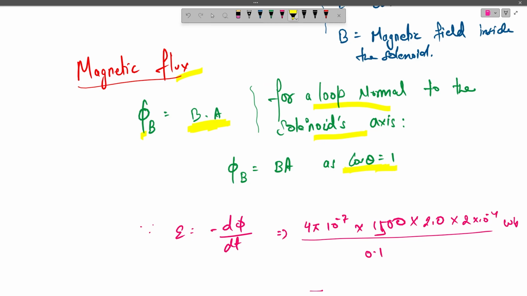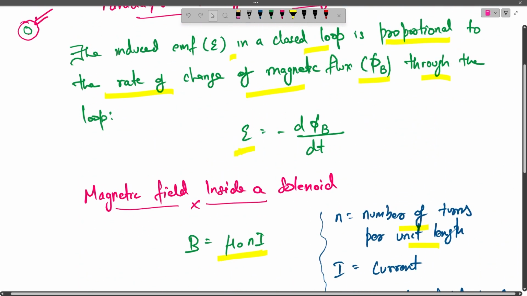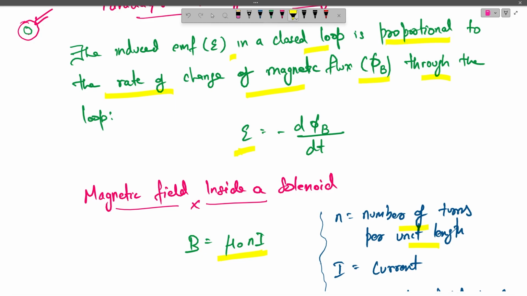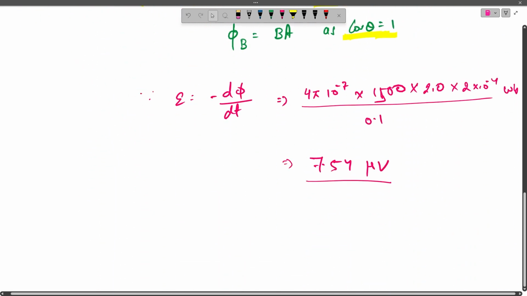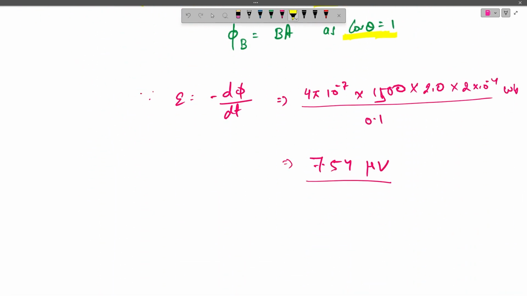Now let's calculate the induced EMF. As we know, induced EMF is given by minus d phi by dt, so we have to calculate the change in flux and divide it by the duration of time. So for the change in flux, since current is changing from 2 ampere to 4 ampere, this value determines the delta i, this is the number of turns per unit length in the solenoid, and this is the mu naught. So this results in the magnetic field of the solenoid: 4 pi times 10 to the power minus 7 multiplied by 1500 into 2.0.